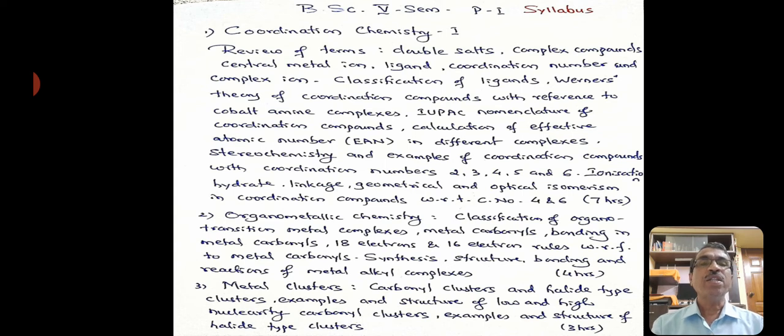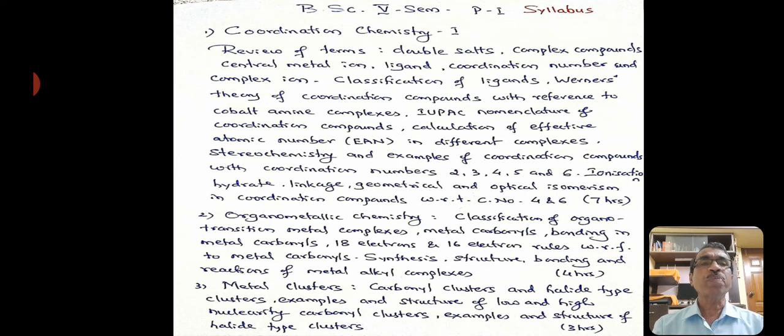Then you have another topic called organometallic chemistry. In this, you are going to learn about the classification of organometallic transition metal complexes, metal carbonyls, bonding in metal carbonyls, the 18 electron and 16 electron rules with respect to metal carbonyls, and the synthesis, structure, bonding and reactions of metal alkyl complexes, which carries 4 hours of duration.